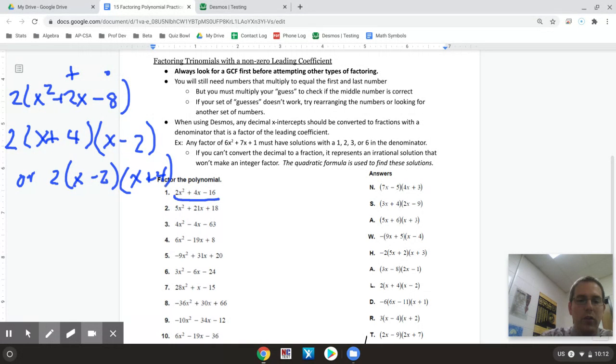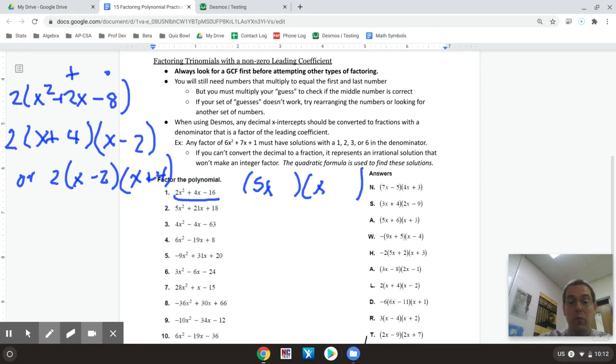Now, one like number 2 starts with a number in front, but it does not have a GCF. So when I'm looking at number 2 without a GCF, I basically cannot divide out anything. So if I'm trying it algebraically, I'm going to have to say, well, what are some things that multiply to 5x squared? Now, yesterday it was x squared, so it's always x times x. In this case, 5x squared, I could do a 5x times 1x, or 5x times x, and that would get me started well. Then what I would have to do is think of things that multiply to 18.